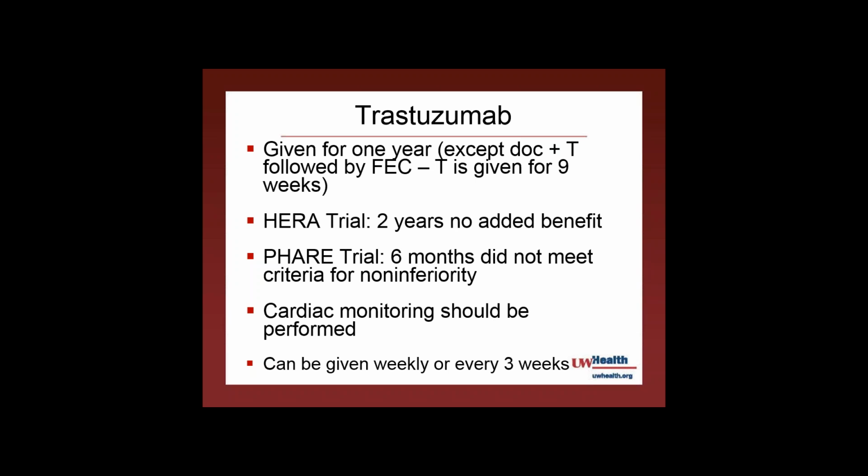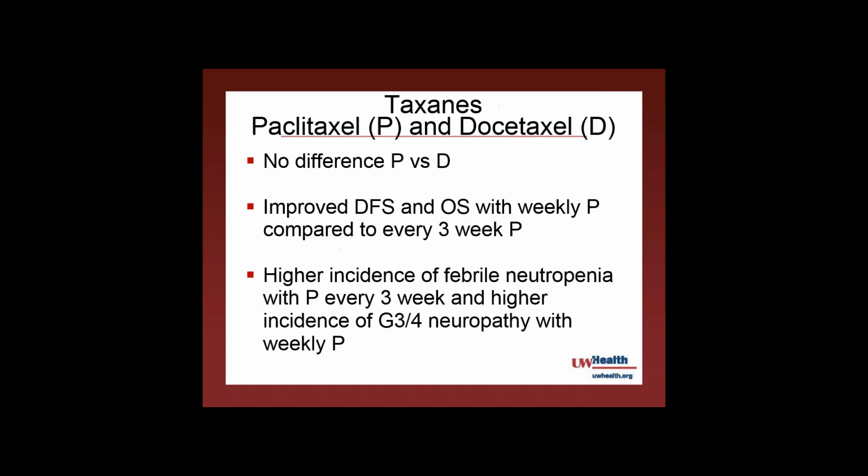The recent FAIR trial compared 6 months and 1 year, and it was not inferior, but it hasn't caught on that maybe we should just treat for 6 months because it really needs a confirmatory trial. So it is 1 year. Don't give less than 1 year in HER2 amplified patients, and 2 years is too long. More than 1 year is not beneficial. Cardiac monitoring should be performed in patients that receive trastuzumab, and trastuzumab can be given weekly or every 3 weeks.